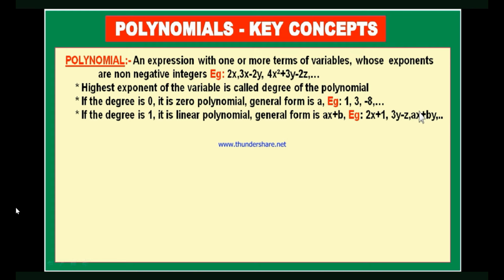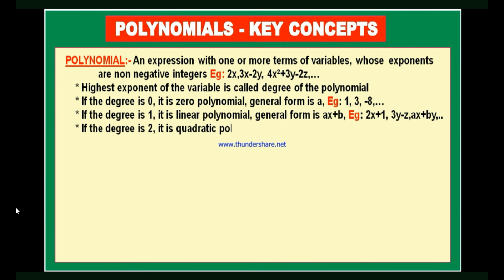Here, the exponent of x is 1 and the exponent of y is also 1. Then what is the highest exponent or the maximum exponent? Maximum exponent of the variable is 1. Since the maximum exponent is 1, the degree of this polynomial is 1, therefore it is a linear polynomial.